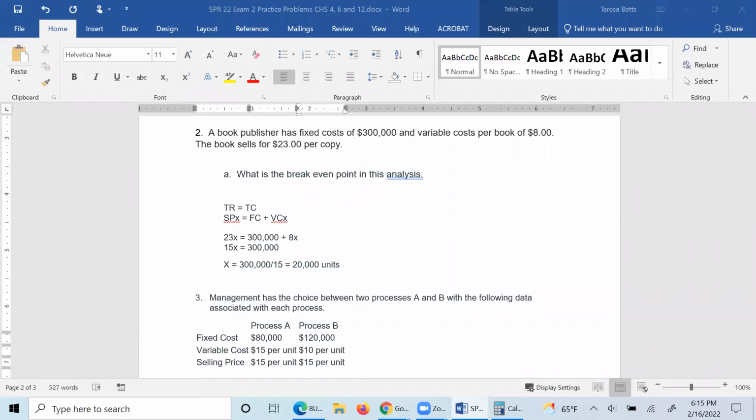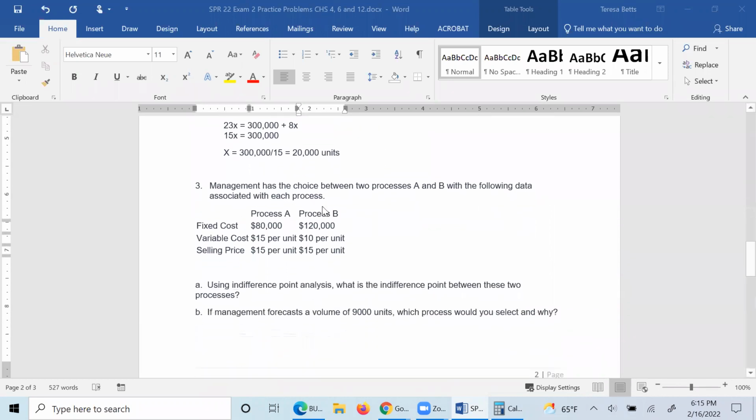Now I just realized that my practice problems were a little bit convoluted there. So I squared this one up by just saying, let's identify the break-even point in this analysis. The reason that we're doing that is because in the next problem, when we say indifference point, we mean when I set 2 processes to be equal, I can find out the volume at which I should select one process over the other. And so that's what we're going to do with this problem.